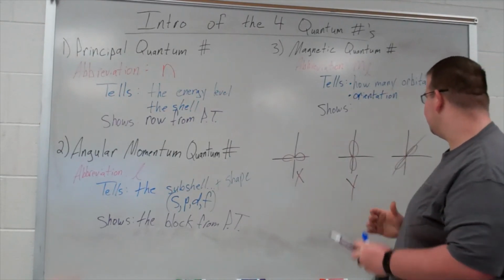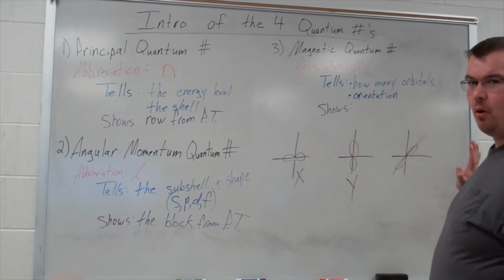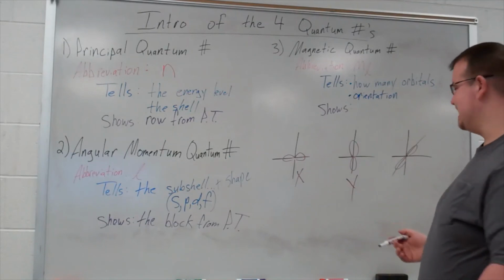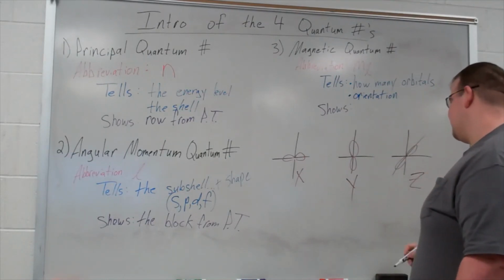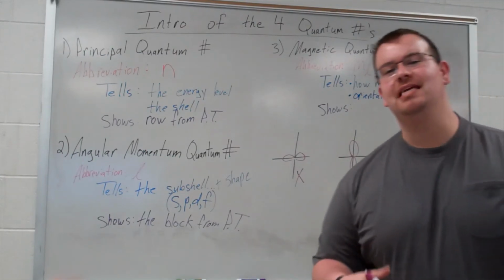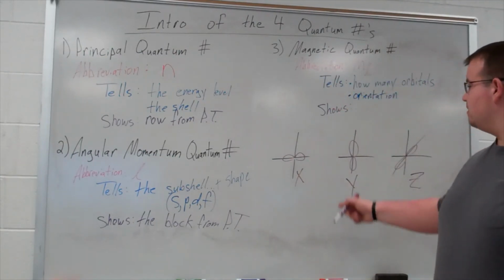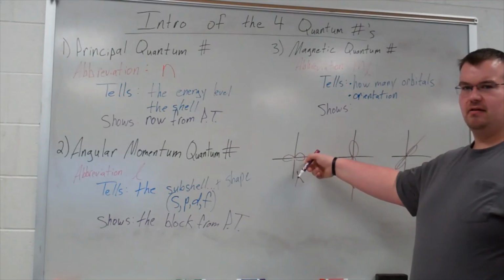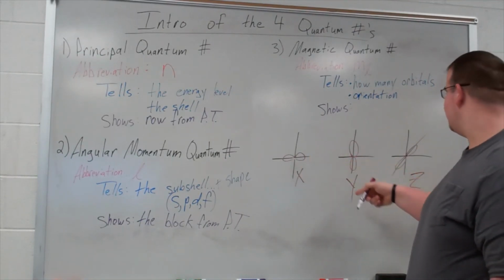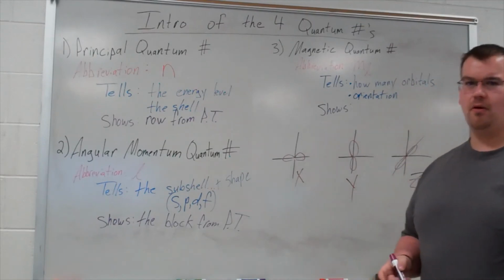So that axis is coming out from the board and going behind the board. And that's going to be the next letter in the alphabet, Z. That's the Z-axis. So what we're seeing here is the X, Y, and Z-axis. This will tell us the orientation. Here's the first orbital's orientation, the second orbital's orientation, and the third orbital's orientation.